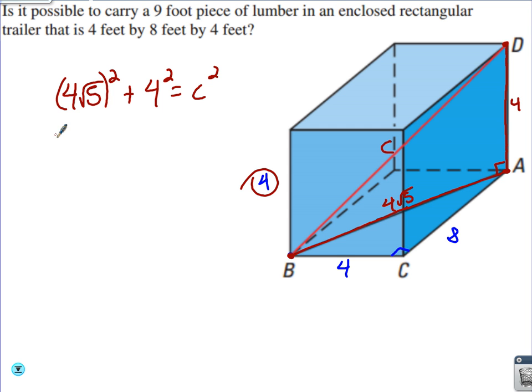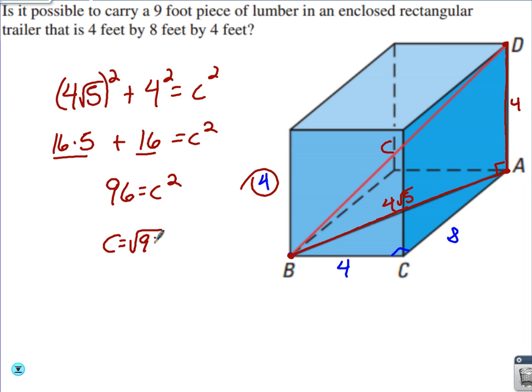To square this, it's going to be 16 times 5 plus 16 equals C squared. That's 80, and 16 is 96, equals C squared. So C is going to be root 96, which again, if I simplify that, it's 16 times 6. That'd be 4 root 6. Does 4 root 6 mean anything to you? Nothing, right? If I tell you the distance from B to D is 4 root 6, it means nothing. Give it to me as a decimal.